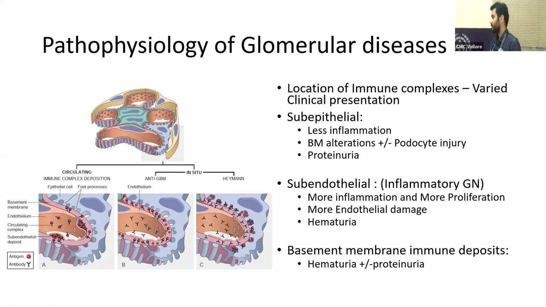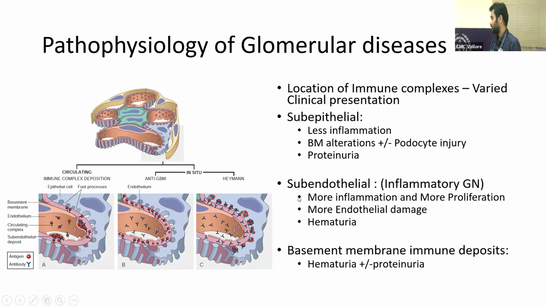Like in membranous nephropathy, the deposits are on the subepithelial side towards the podocytes. And in minimal change disease also, the injury is to the podocytes only, not the GBM or endothelium. So that's why they will not have hematuria.